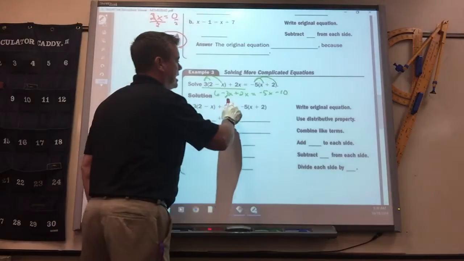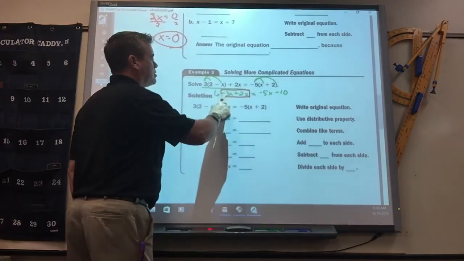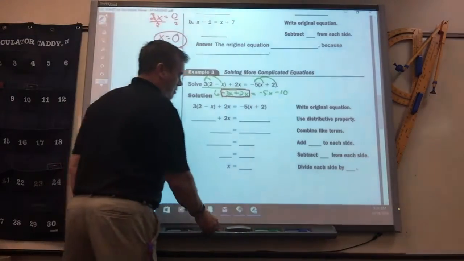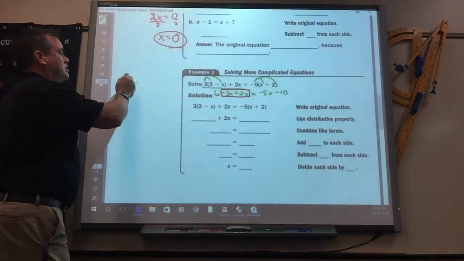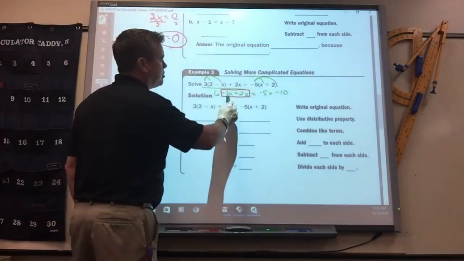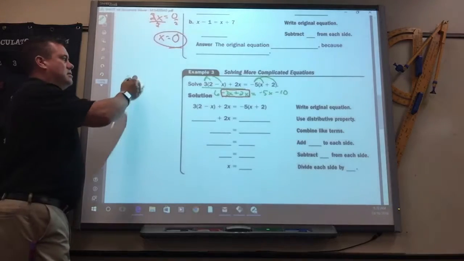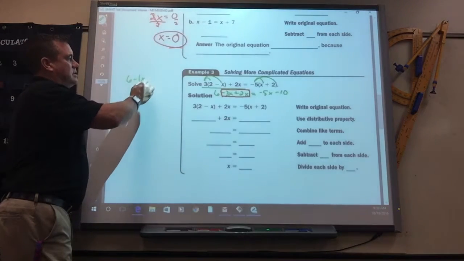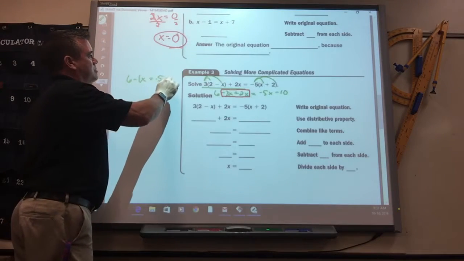Now, on this left side, we can combine those two. They're like terms. So the 6 would just stay there. Negative 3x plus 2x, negative 1x, equals negative 5x minus 10.